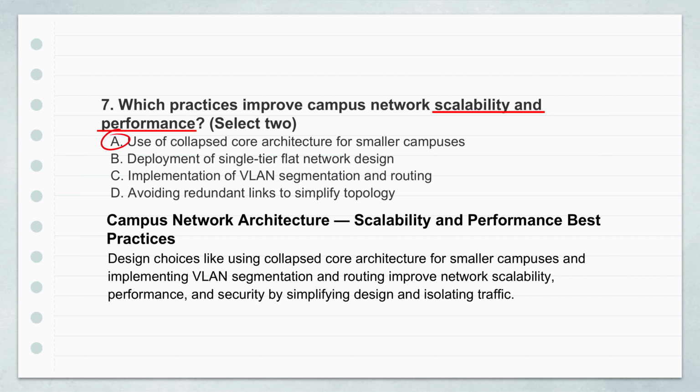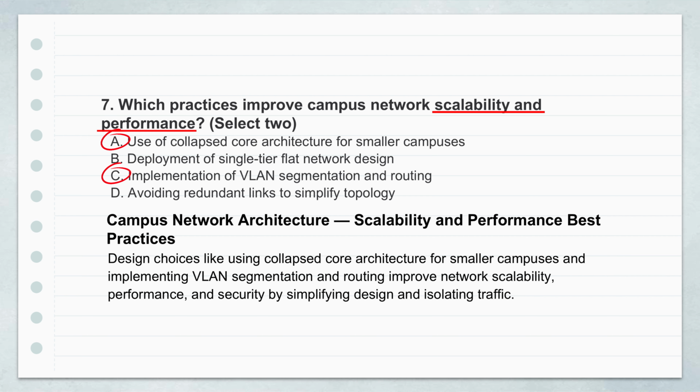Collapsed core. Yeah. Simplifying the layers. And definitely implementing VLAN segmentation and routing. VLANs, virtual LANs, let you break up your network into smaller, isolated broadcast domains. Think of them as creating separate virtual networks on the same physical hardware. This isolates traffic, improves security, and makes the network much more efficient. Less noise, better performance. So segmenting the network traffic logically. Exactly.